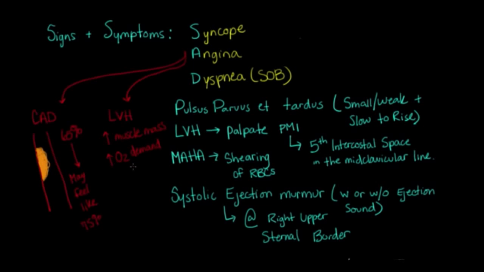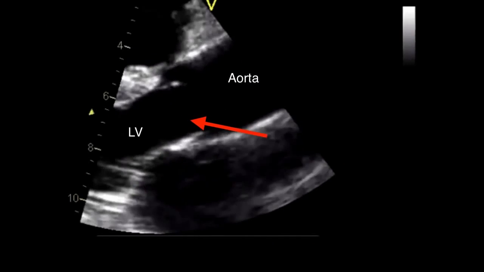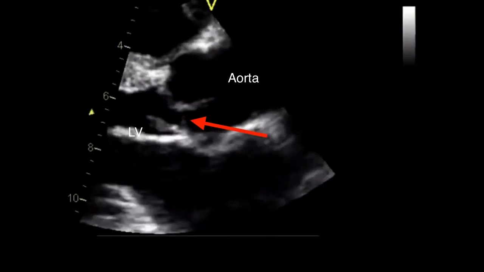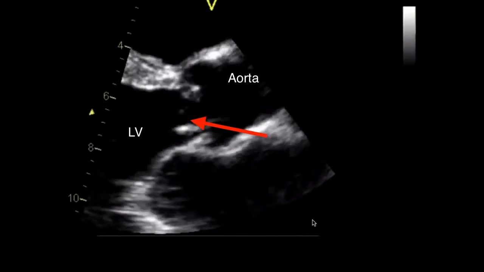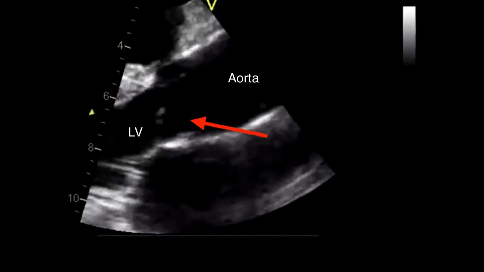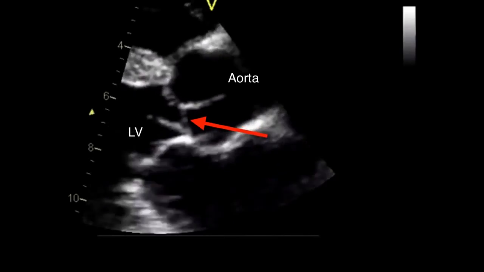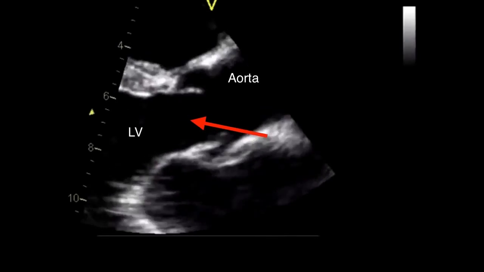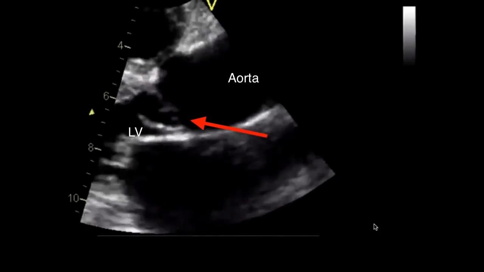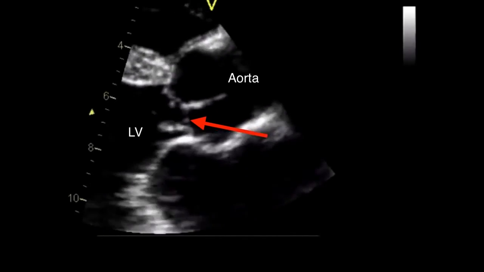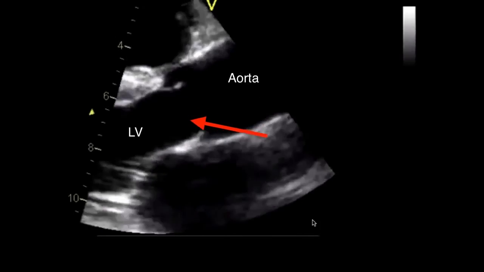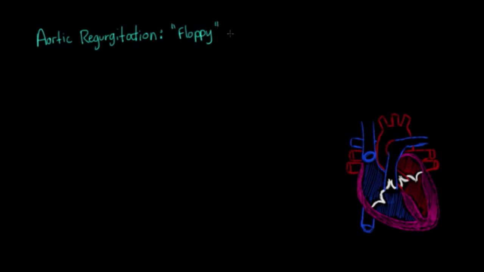So now let's talk about the opposite of aortic stenosis, and that'll be aortic regurgitation. So what you can see here is I've labeled the aorta for you and the left ventricle, and what the arrow's pointing to is actually regurgitation of blood flow, and you can see that part of the valve is actually kind of just flopping there from all this blood coming back into the left ventricle. And so that's aortic regurgitation. And so this is kind of a floppy aortic valve.